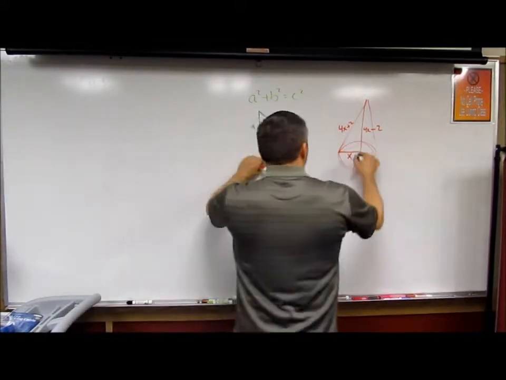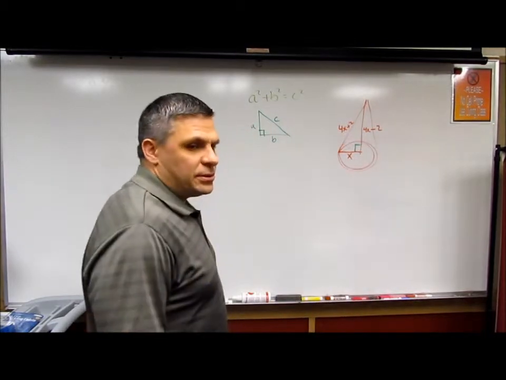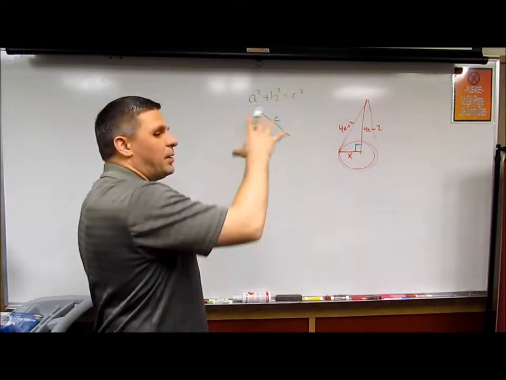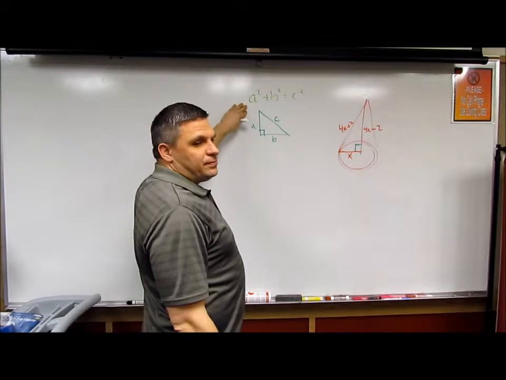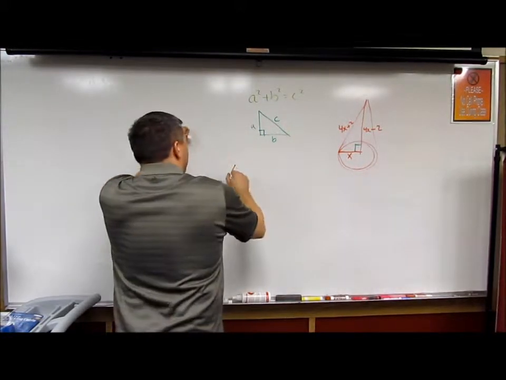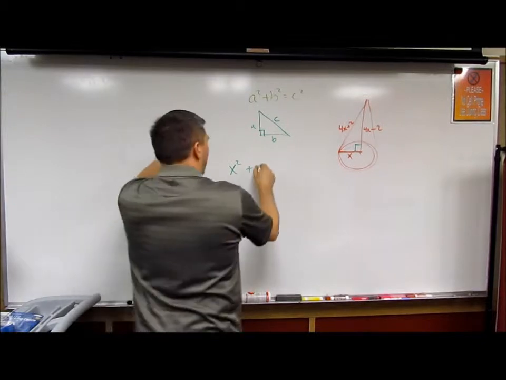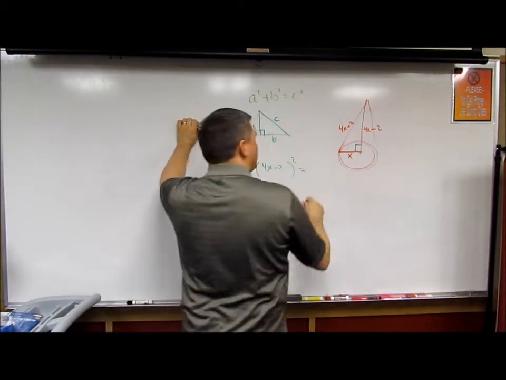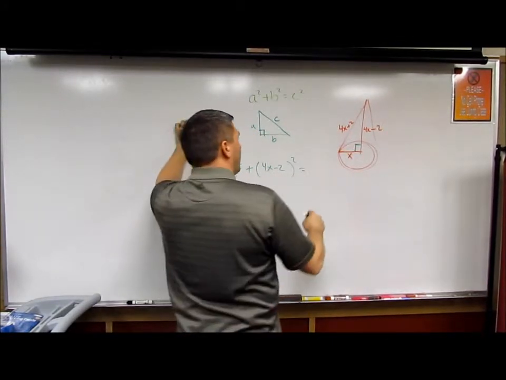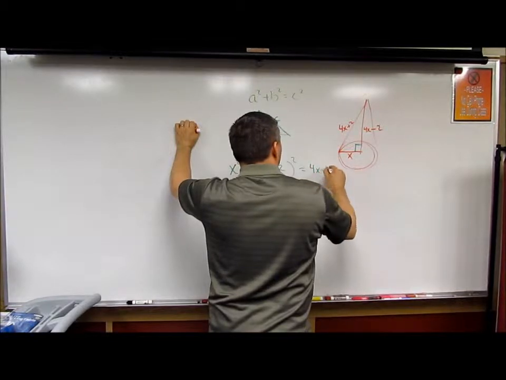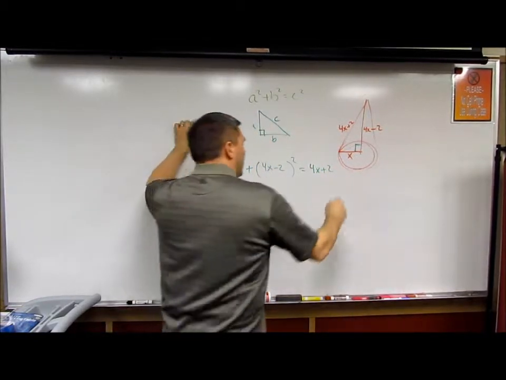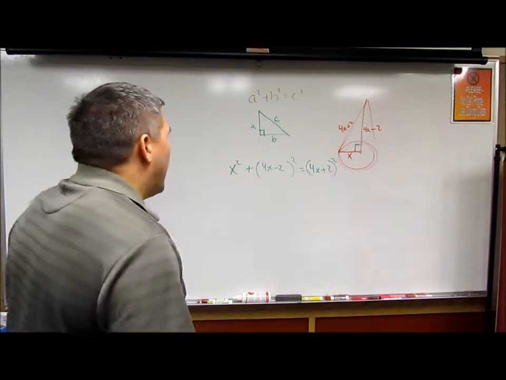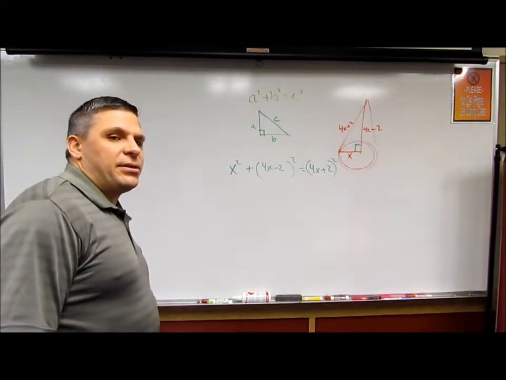So right here it tells me that these two are perpendicular to each other. Okay, and so what I want to do is set this up into this equation. So then I know that x squared plus 4x minus 2 squared needs to equal 4x plus 2 squared. Okay? And then I'll know exactly how high I can make this.